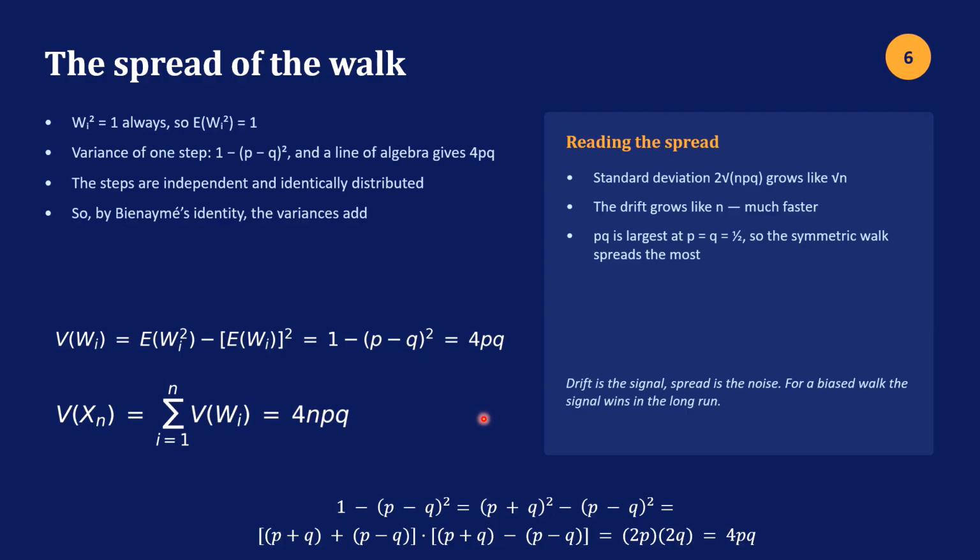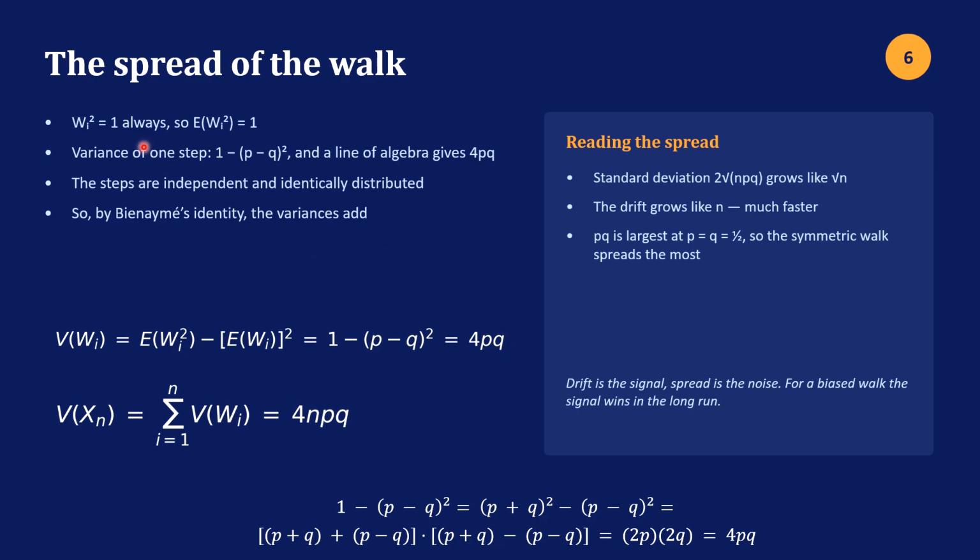It's a little bit of algebra, which I wrote down here if you're interested. You may want to pause the video just to view this. I took 1 and wrote it as P plus Q, since P plus Q is 1 squared. And then you have the difference of squares, and I wrote that out. And then if you just expand it, you eventually get 4PQ.